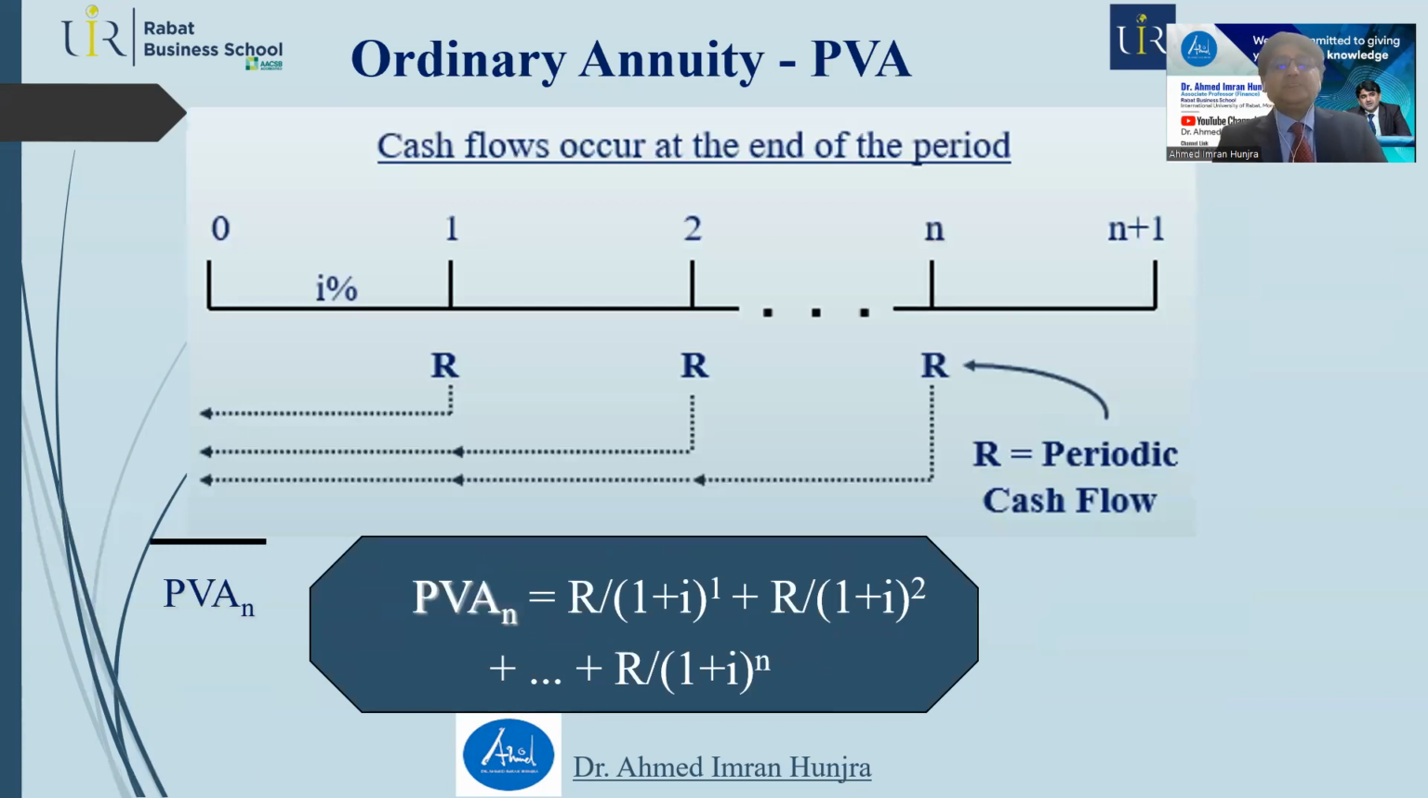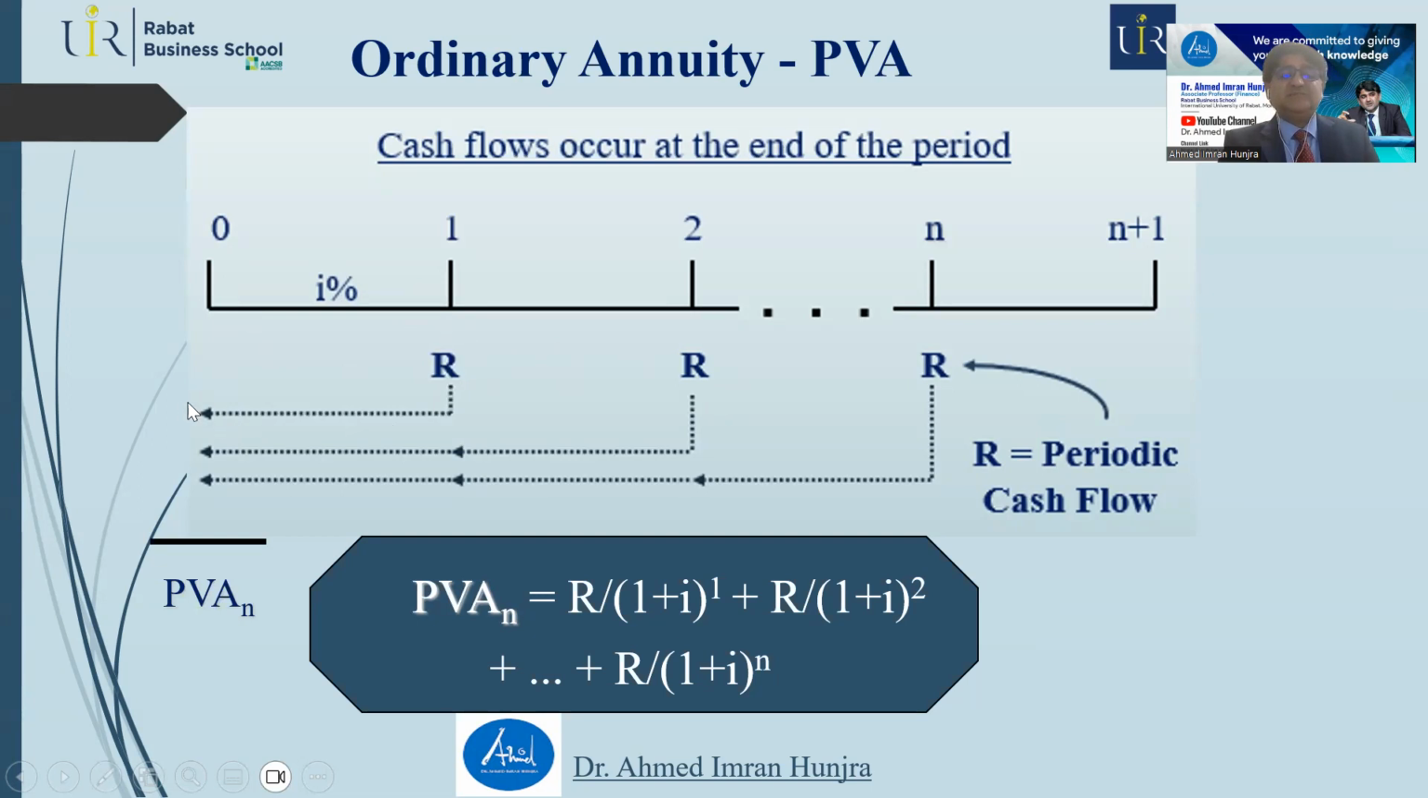After that, we have the present value of annuity. It has the same approach, but we need to find today's value, meaning earlier money. Here we will be receiving the same amount of payments for different time periods, but the payments will be made at the end of each time period. So the first time period payment is here.